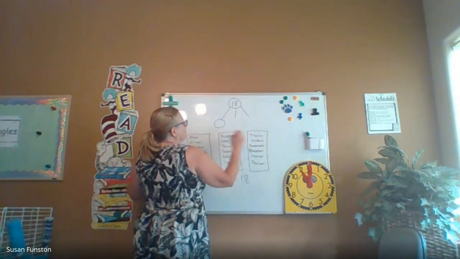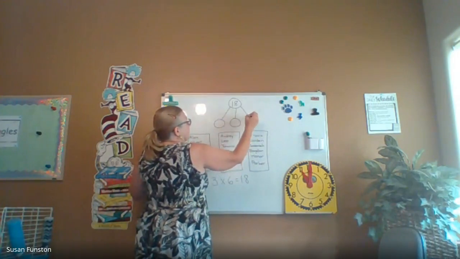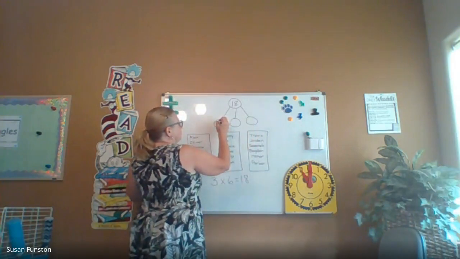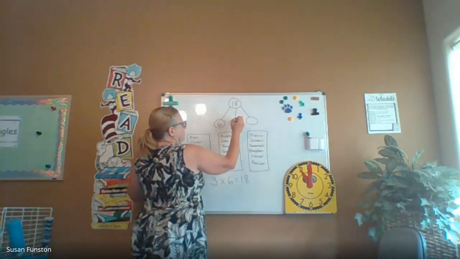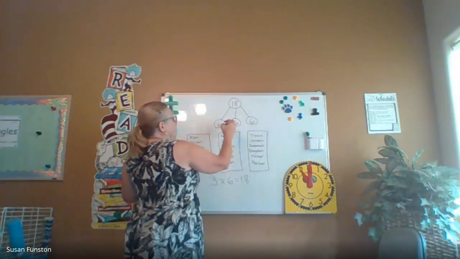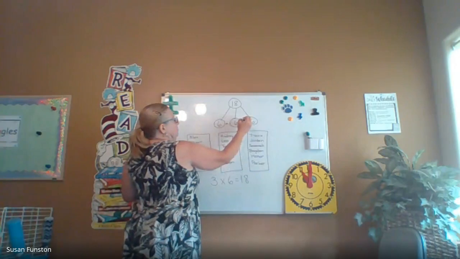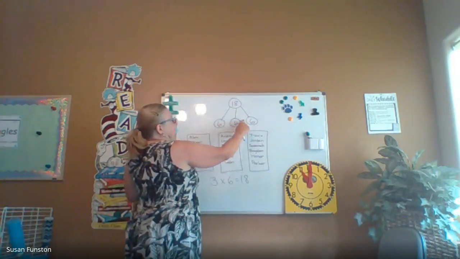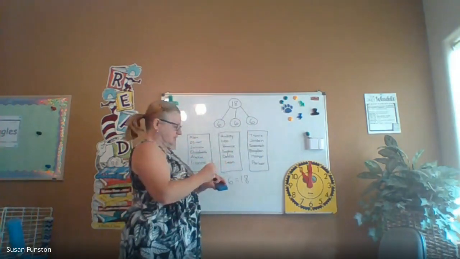And I have 1, 2, 3 groups, so I'm going to need 3 legs. And how many students are in each group? If I add my legs together, 6 plus 6 plus 6, then I end up with my 18. So that's how we could use a number bond.